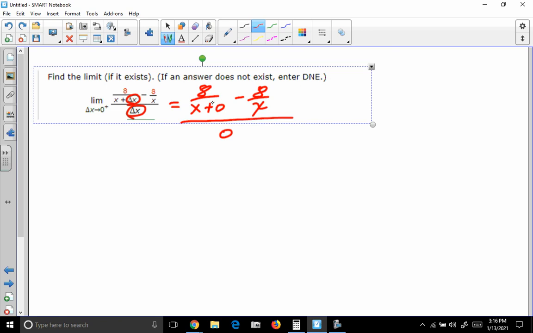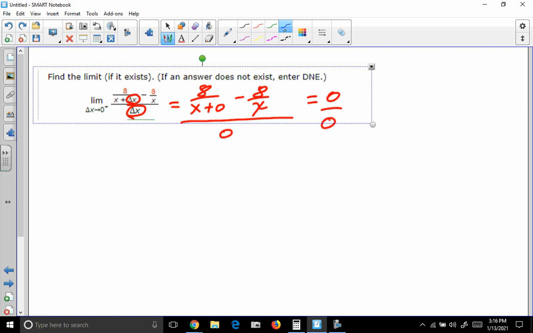So on top we have 8 over x minus 8 over x. Well, anything minus itself is 0. And on bottom we have 0. So that's indeterminate. So chances are that we may have a limit, so we need to see what it is.